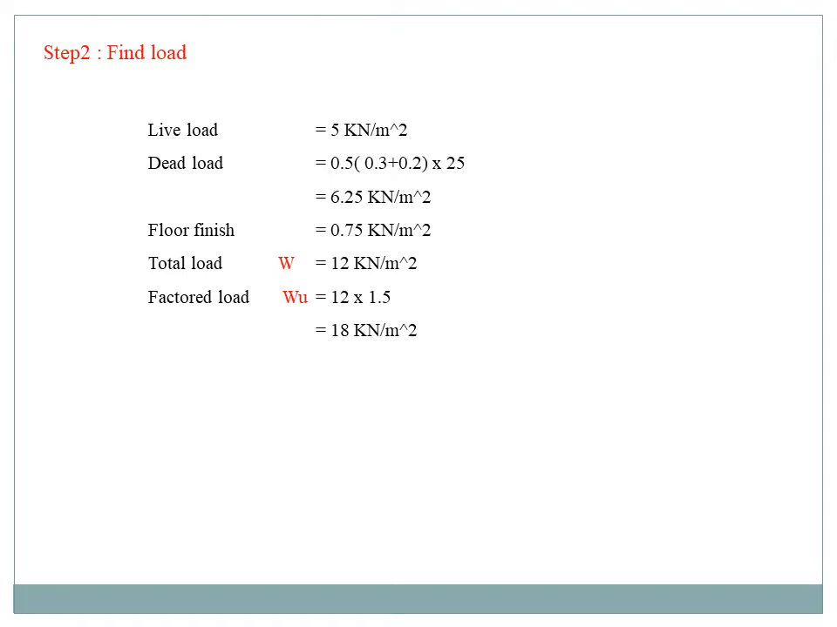Then factored load, it is simply multiplied by the factor. The factor is 1.5, this is a constant. So 12 into 1.5 is equal to 18 kilonewton per meter square. The factor of load means just a safety for our building.